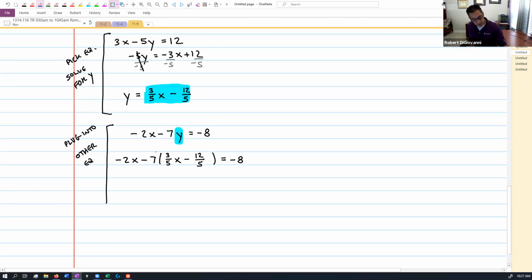I'm going to keep going though, because I do want to finish this. So if I multiply this through, I have to multiply negative 7 through here. I'm going to get negative 2x. I'm going to get negative 21 over 5x. And then positive 84 over 5. And then equals negative 8. So when I multiply these together, you have to remember how we multiply fractions. And I'm not going to review that, but you just multiply the numerator times negative 7. That's not 85. Why did I put 85? I believe it's 84.